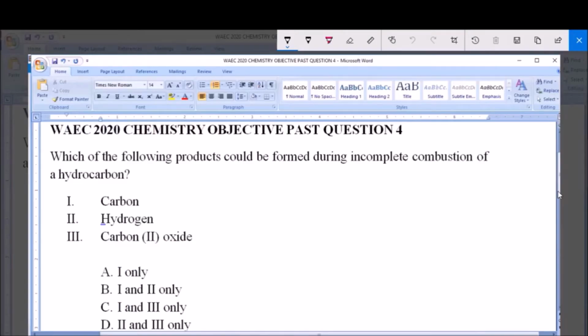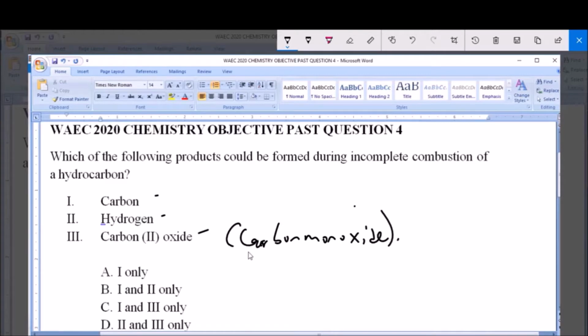WAEC 2020 Chemistry Objective Past Question 4. Which of the following products could be formed during incomplete combustion of a hydrocarbon? You have I, carbon, II, hydrogen, and III, carbon(II) oxide, popularly known as carbon monoxide. A, I only, B, I and II only, C, I and III only, D, II and III only.